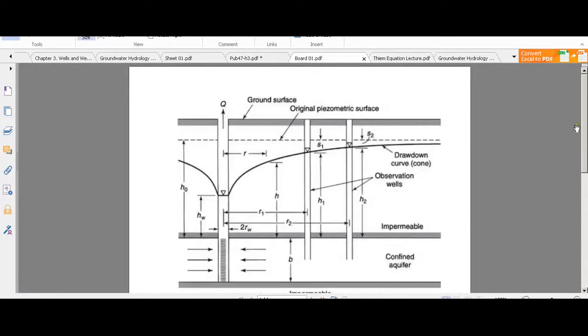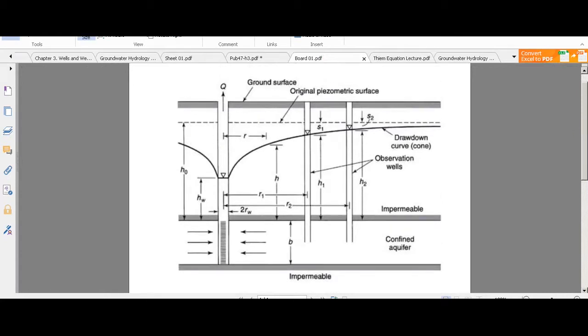Now just consider this diagram again, right? So this is the original ground surface, this is the water level at rest, or the original piezometric surface. As indicated by the original piezometric surface, that means the water level before pumping, and this is the water level inside the well. It's a very clear diagram. And this is the variation of that piezometric surface when you pump out water. We can also call it the drawdown curve, because I already taught you what drawdown is.